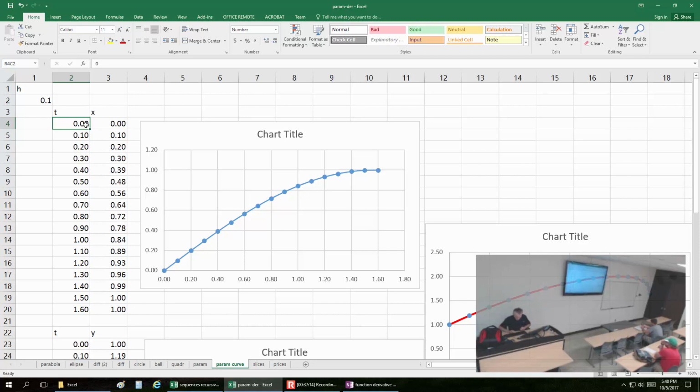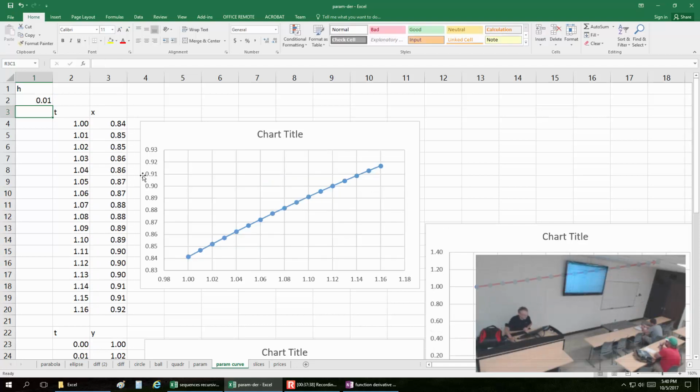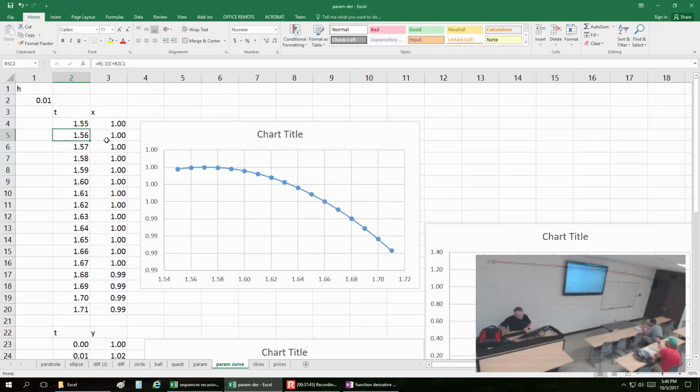So I put here, how about I put 1 here? Okay, so now you can see it's not 0.6. What's this? It still looks like 0.6. Okay, I got to do a better job. Okay, so as you can see, it straightens out, and now I put here 1.55. Okay. So this is the highest point.